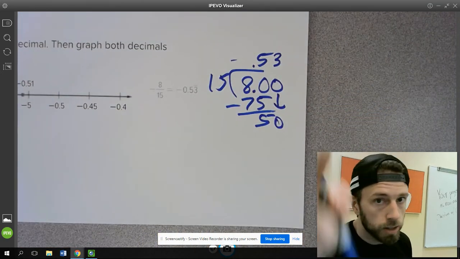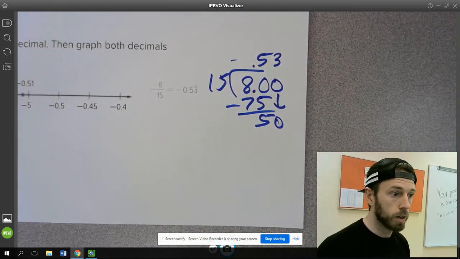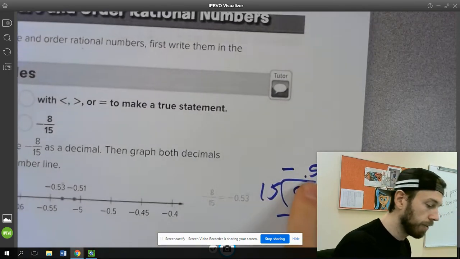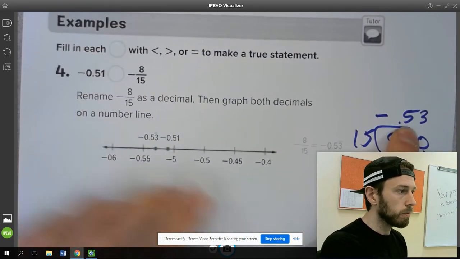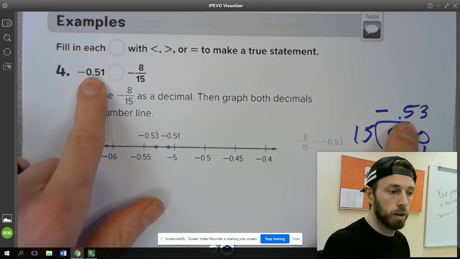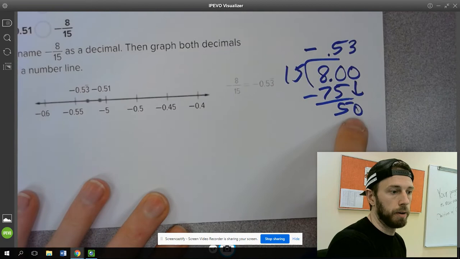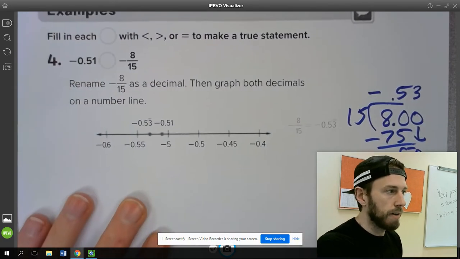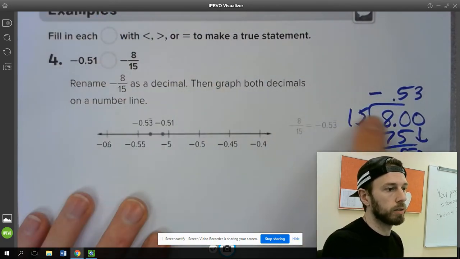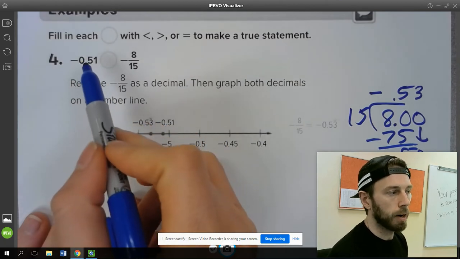So don't tell me these are long problems. That's all I had to do to know the answer to this problem. This is negative 0.53. And this is negative 0.51. I have enough information now. This isn't done, but I don't need to finish it because I have enough information to know which of these is bigger and which of these is smaller. I know that this number is bigger.